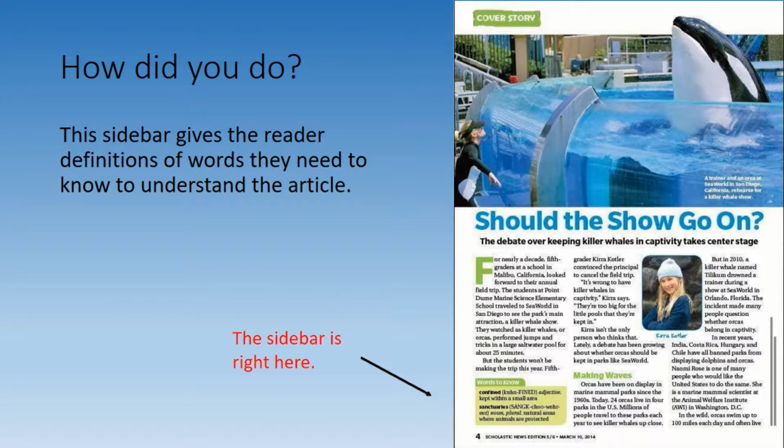Alright, so let's see how you did. As you can see here, I've got an arrow pointing to our sidebar. Our sidebar is right here. So, this sidebar gives the reader definitions or words they need to know to understand the article.